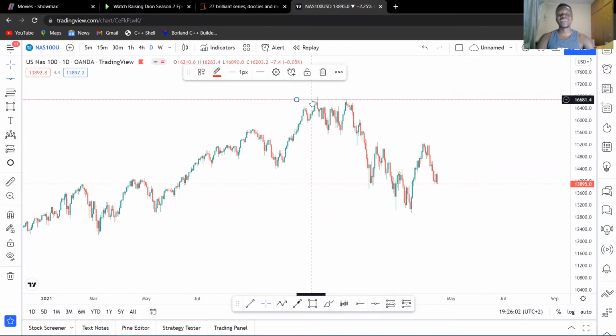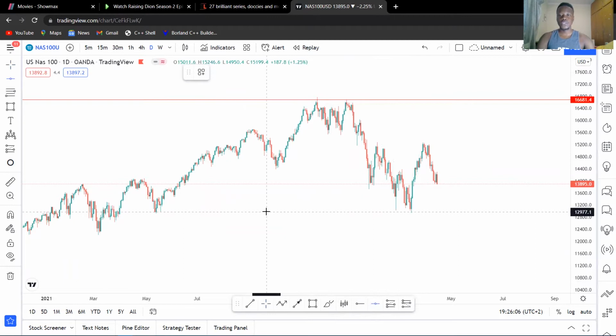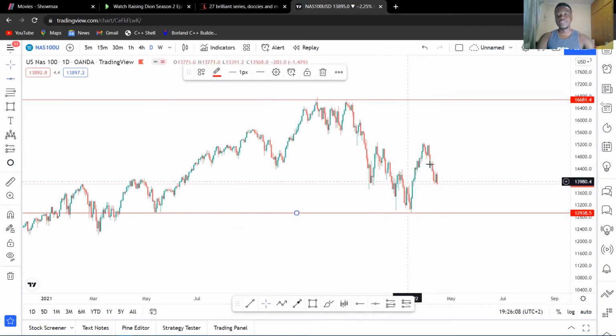This is the major high that we currently have in the market, and then we're going to go to the lowest low of the market. This is basically telling us that NAS100 is trapped around this range. So we are creating a playground.